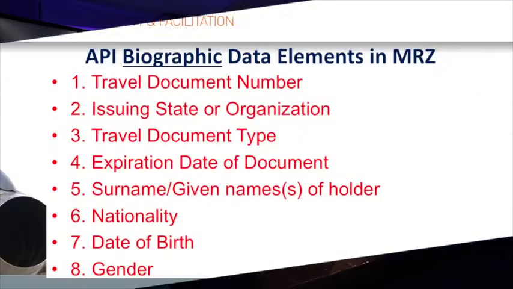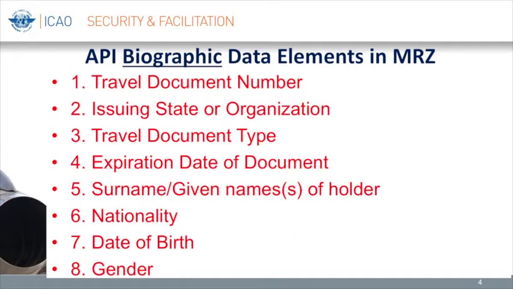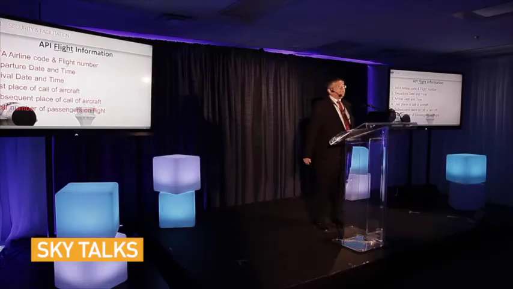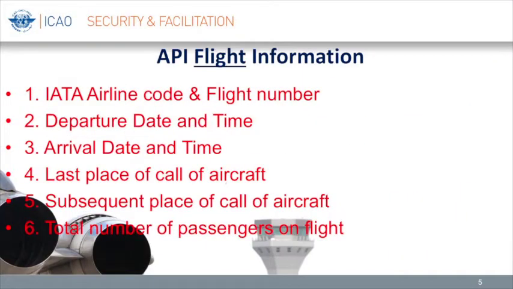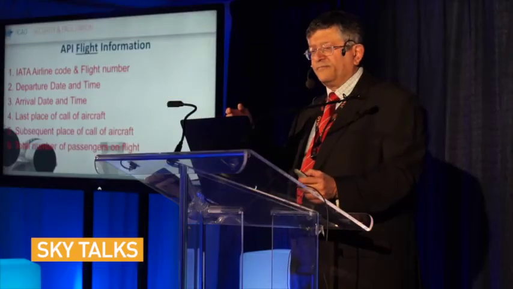So what is contained in the machine readable zone? The travel document number, the issue date of the document, nationality, date of birth, etc. The flight information is part of the API, and that too is sent by the airline to the destination state: the airline code, flight number, departure date and time, and total number of passengers on the flight.